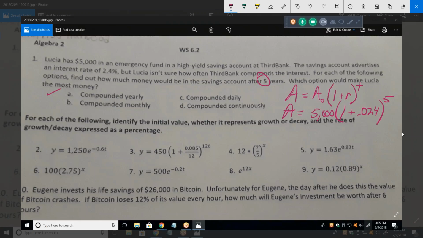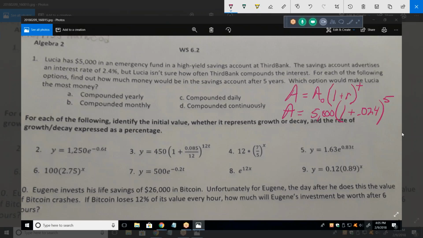Do you have a calculator that'll do this? What calculator do you have, Dimitri? It's a Casio. Okay. All you really need is a calculator that'll do exponentials, and add those two numbers together. So it's 1.024 to the 5th power, all times 5,000.